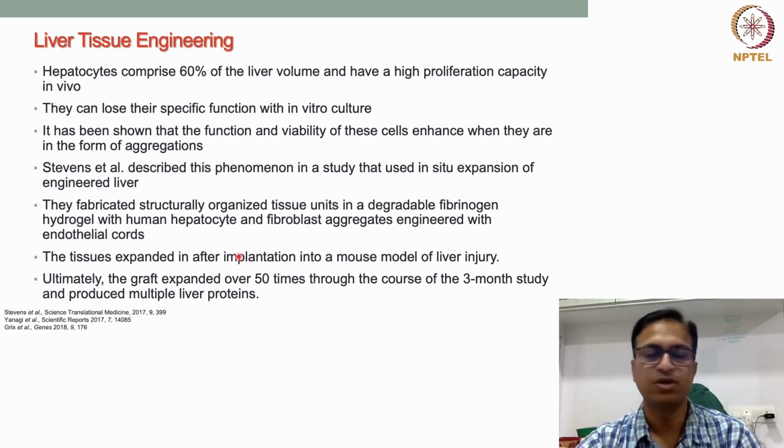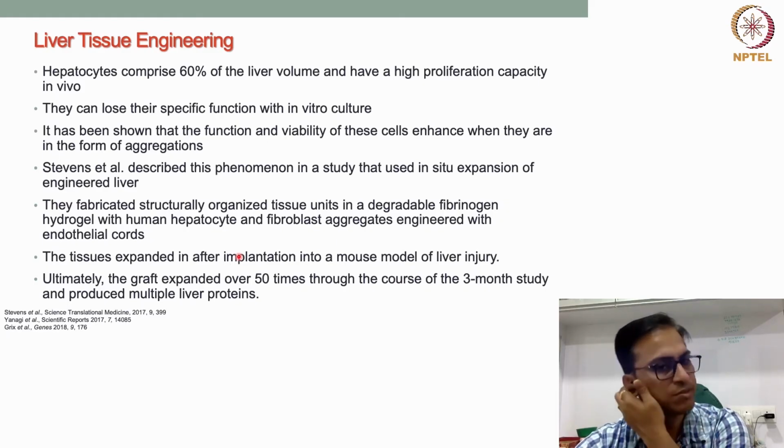So we have to always remember that if we are targeting liver tissue engineering, the cell density has to be very high. Another thing is that these cells are highly metabolically active, so they demand a lot of oxygen and nutrients, and we have to provide those. Also, as I mentioned, if we try to culture them outside the body, they lose their phenotype and specific functions. That is very challenging, so we need to take care of this.